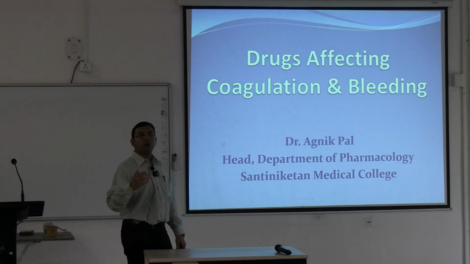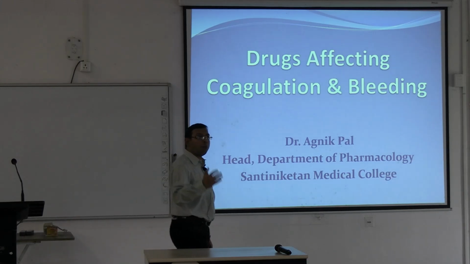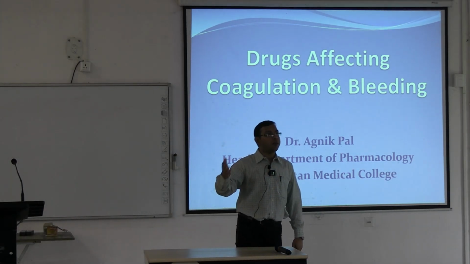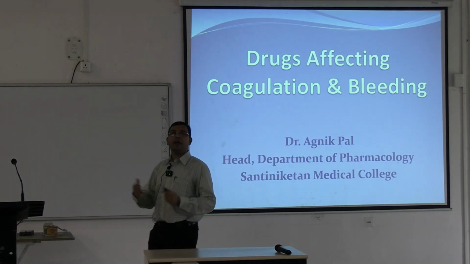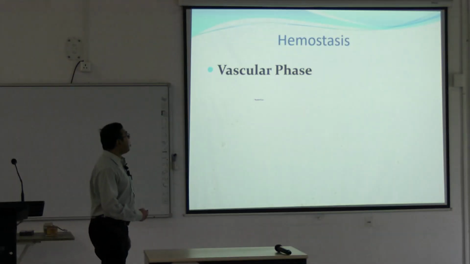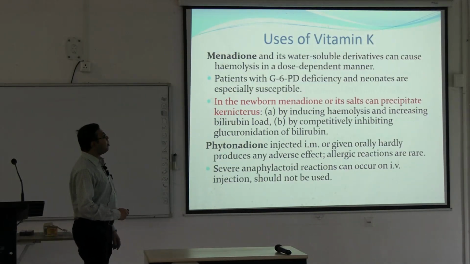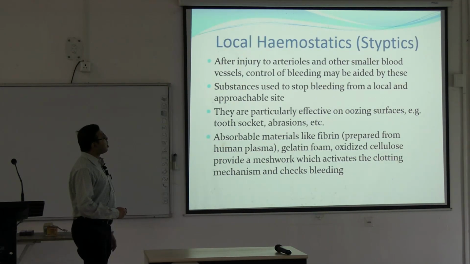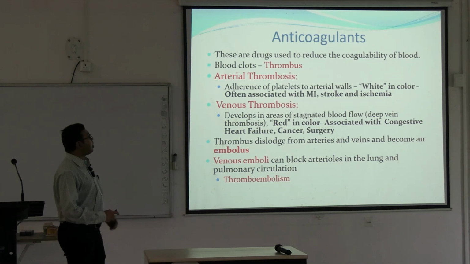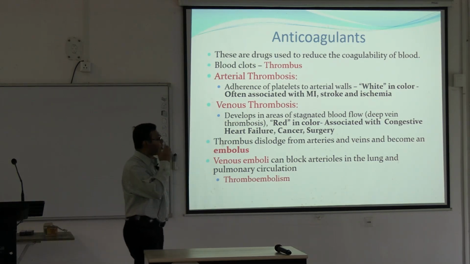So we will discuss the coagulants, anticoagulants, thrombolytics, antithrombolytics, antifibrinolytics, fibrinolytics, antiplatelet drugs like this. Already we have discussed the fibrinolytic phase. What are the coagulants? Vitamin K is important. What are the uses of vitamin K? Local hemostatics. Now coming to the anticoagulants.